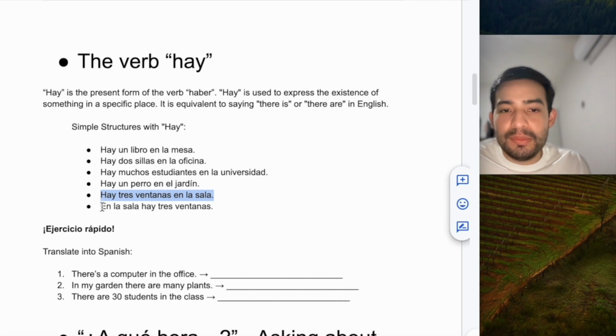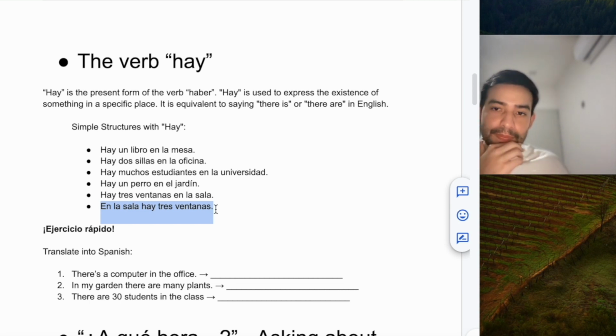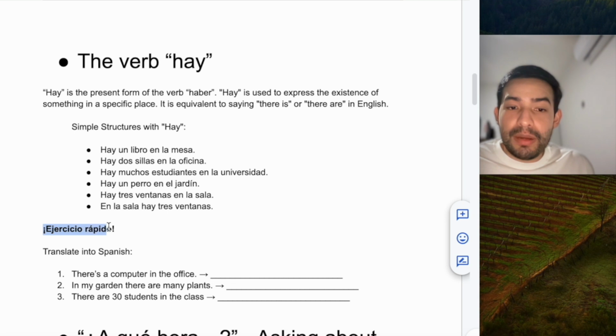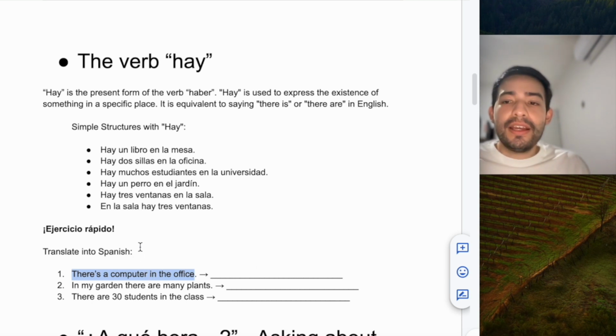And the same sentence but with a different order. En la sala hay tres ventanas. In the living room, there are three windows. Now we have un ejercicio rápido. Translate into Spanish. You have an English sentence here, and I want you to write the Spanish translation. Okay, pause the video. And you will find the answers in the comment section as well.